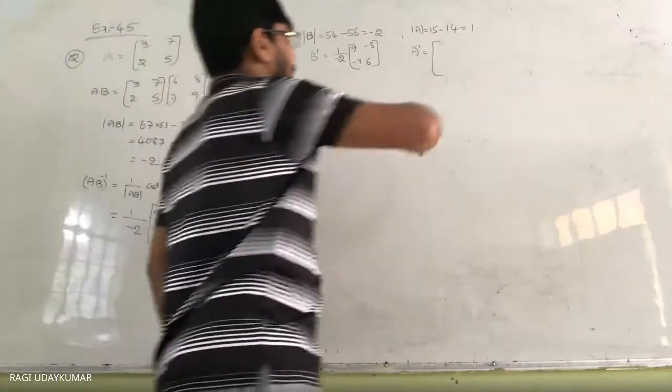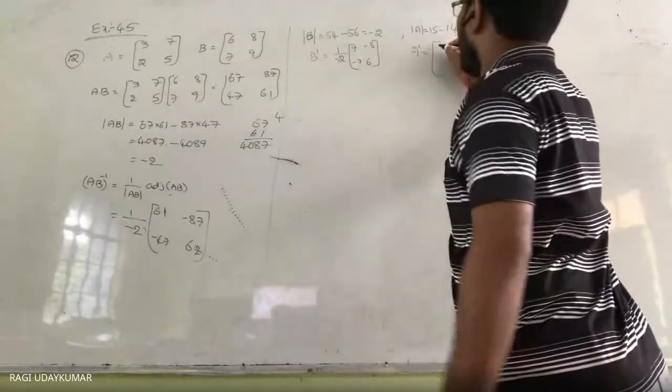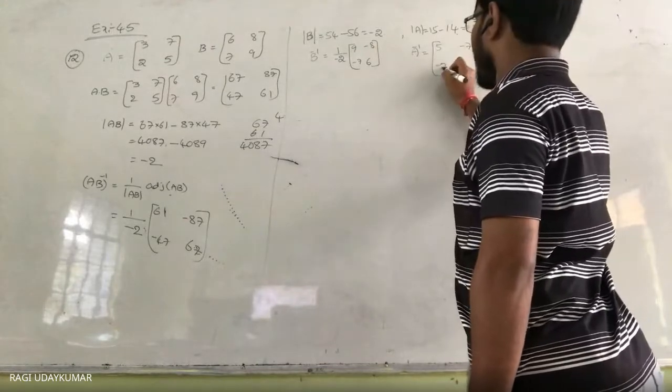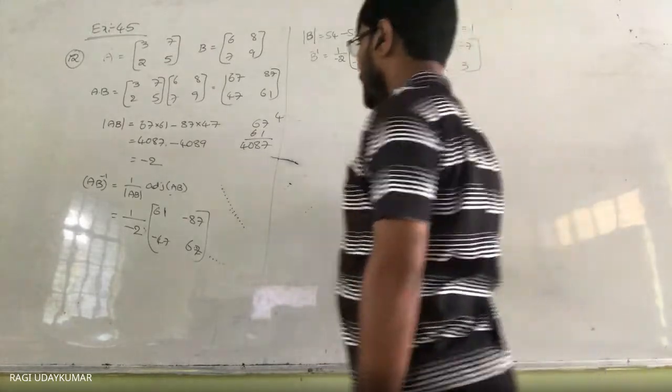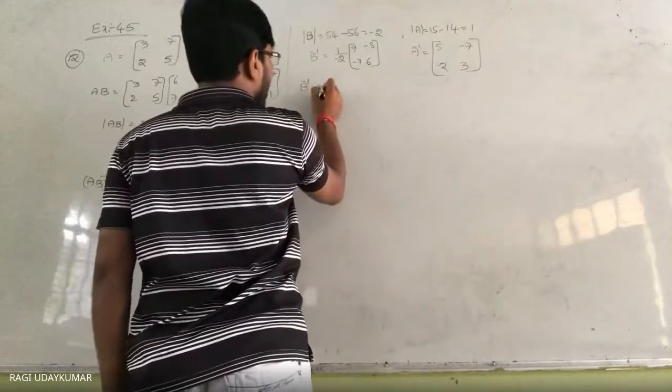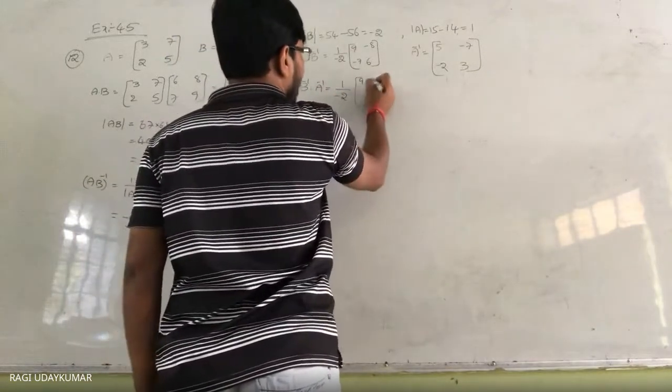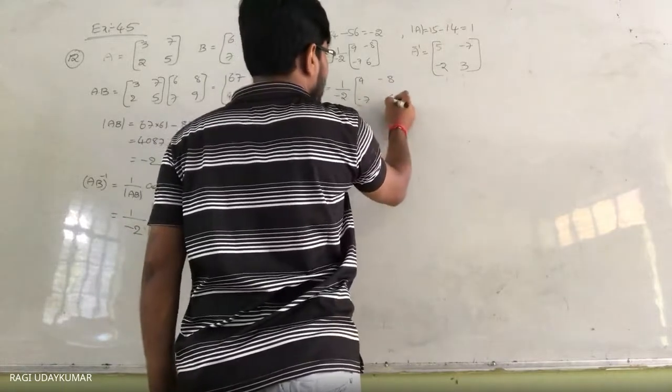So now what you will get here? A inverse is equal to, interchange 5 and 3, here minus 7, here minus 2. So now what to do here? B inverse into A inverse. So B inverse is 1 by minus 2 into [9, minus 8; minus 7, 6].